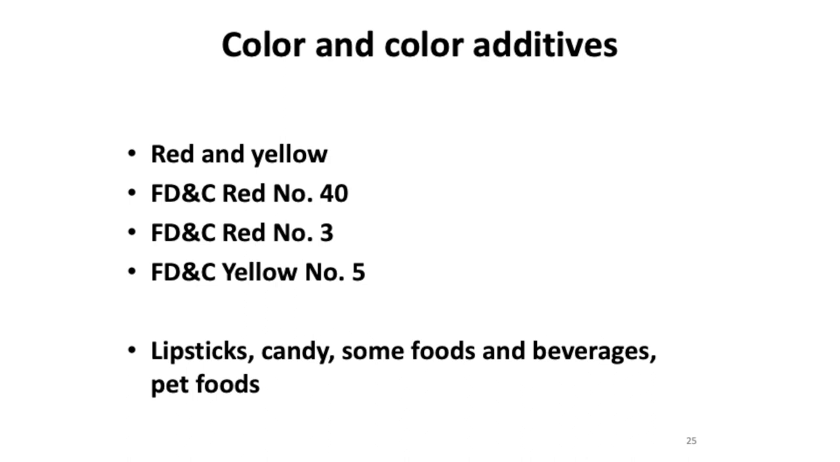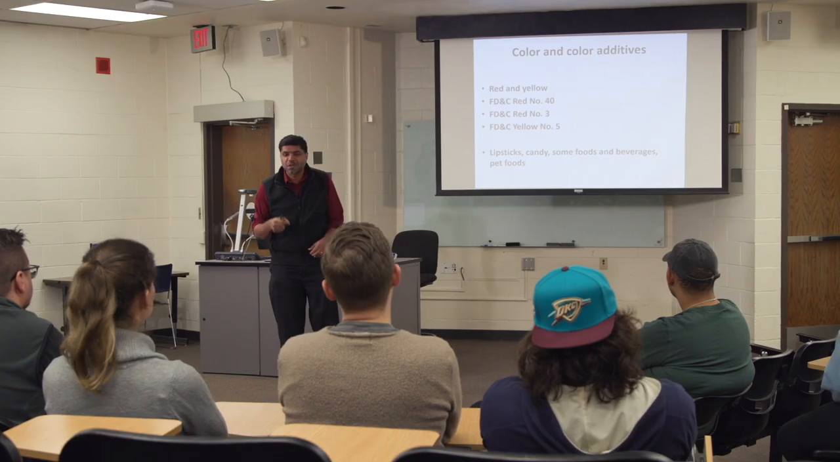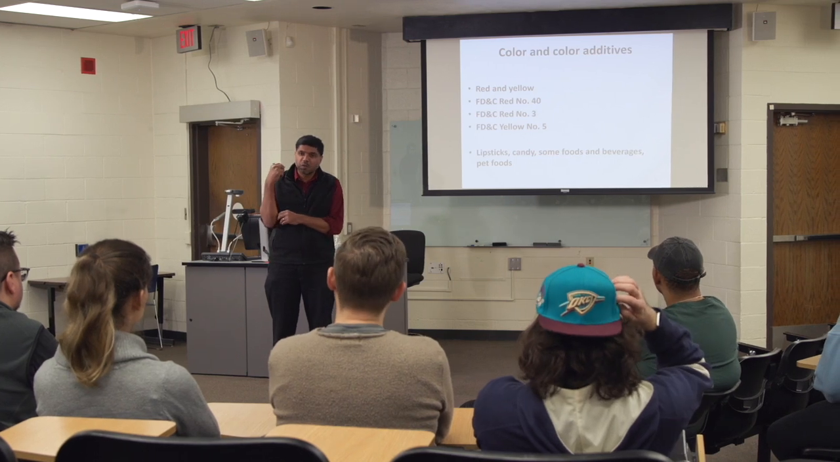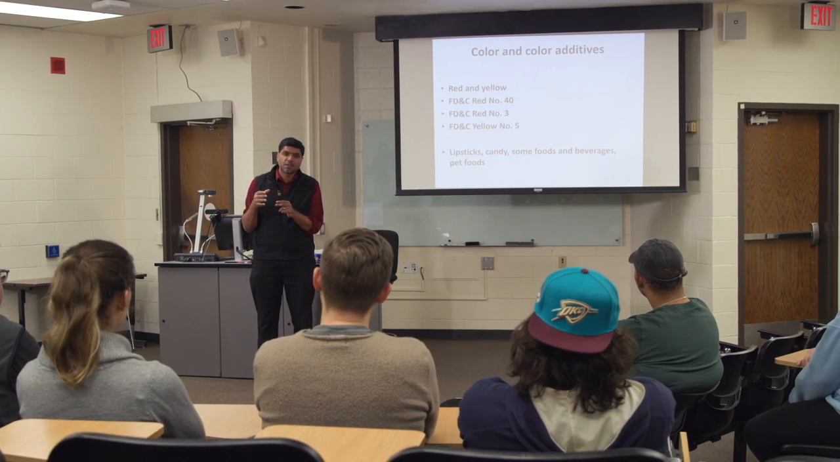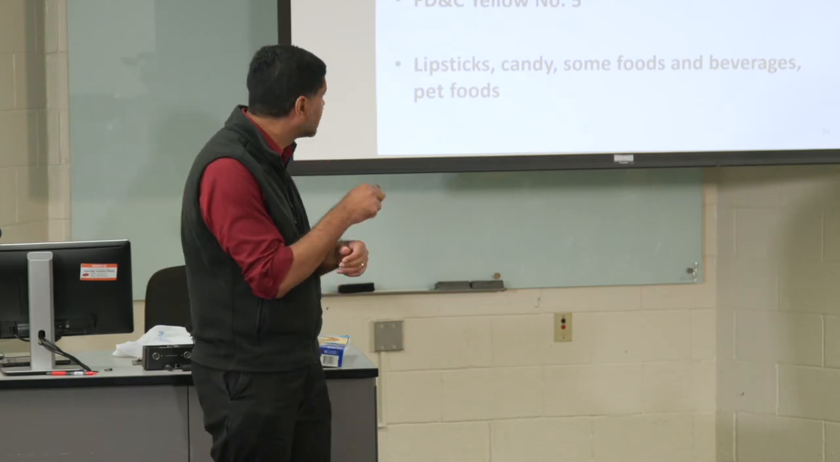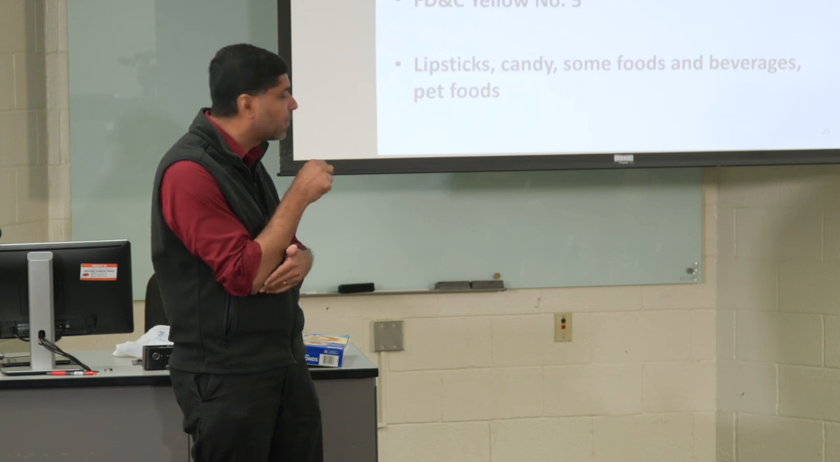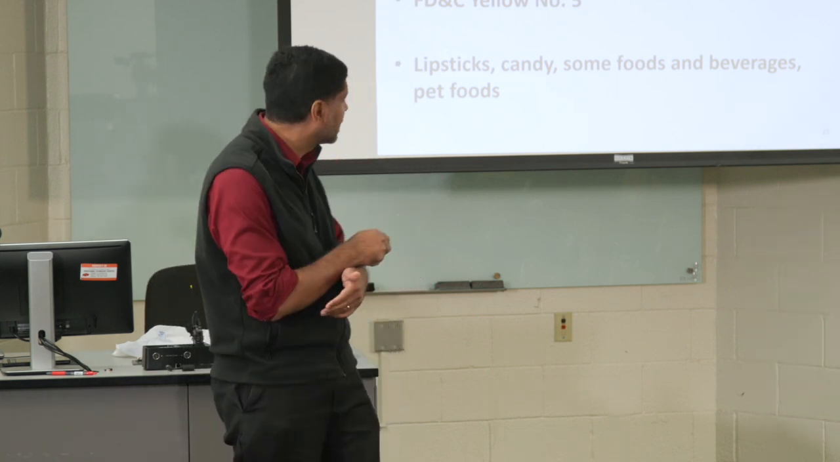So take a guess, what does FDC stand for? F for food, D for drug, and C for cosmetics. So let's say if you have a lipstick or foundation, there are different colors approved by different agencies, so you can add only approved colors. So that's why if you ever see FDC Red number, those are approved for a specific function.